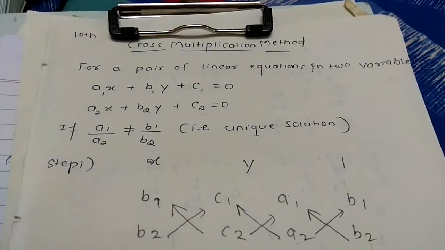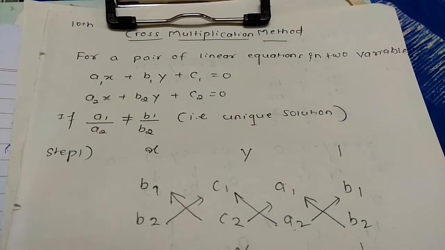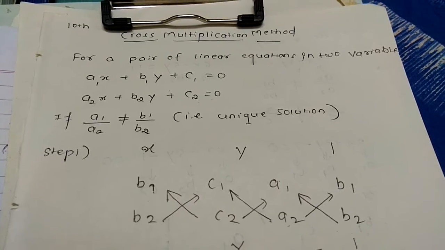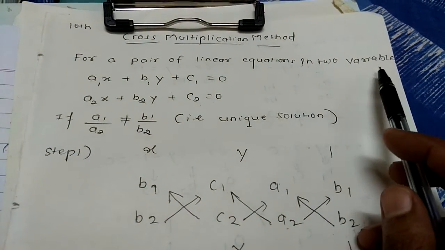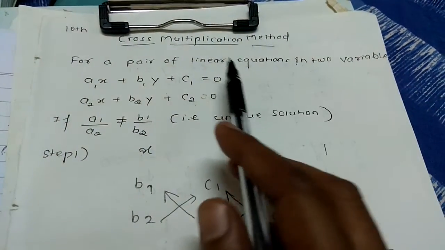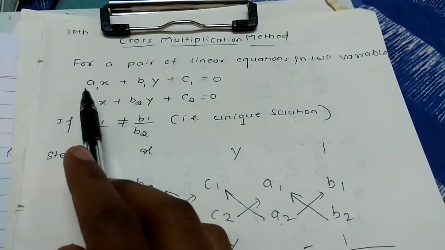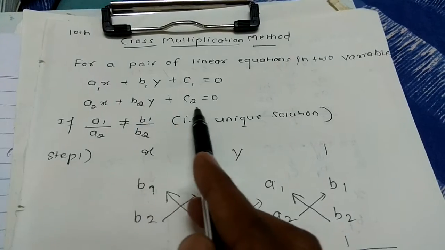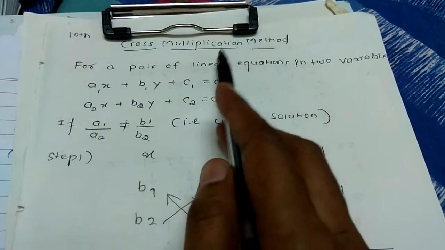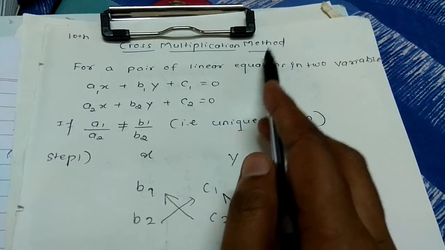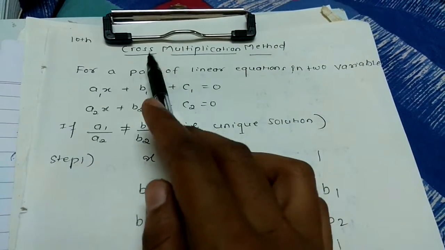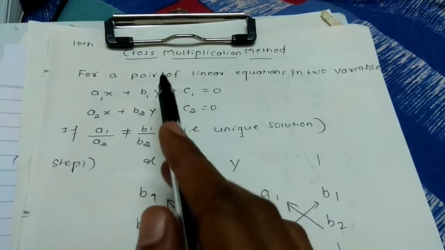Hello everyone. Today I am going to explain the cross multiplication method for solving a pair of linear equations in two variables. Remember, you are familiar with a pair of linear equations in two variables. So here we have the general form. When you are going to use the cross multiplication method, you should be smart to understand which method is to be used.